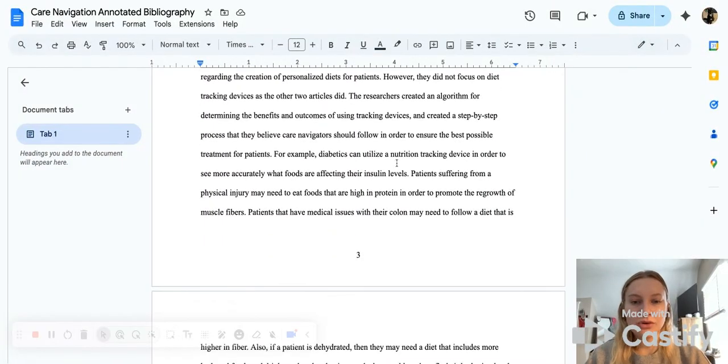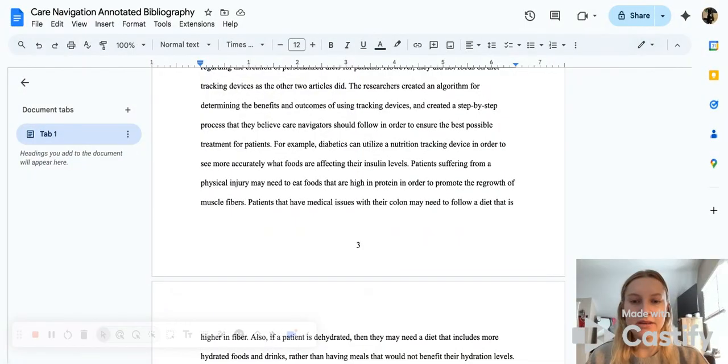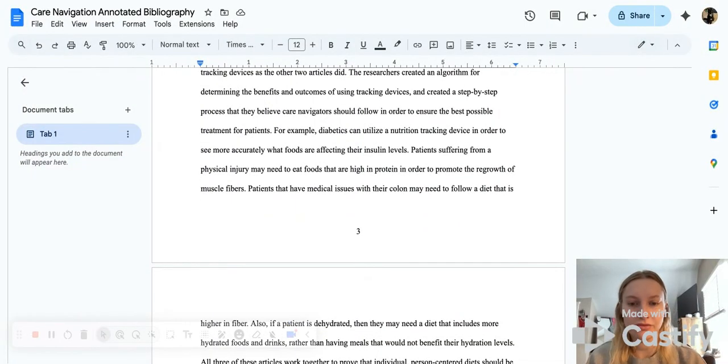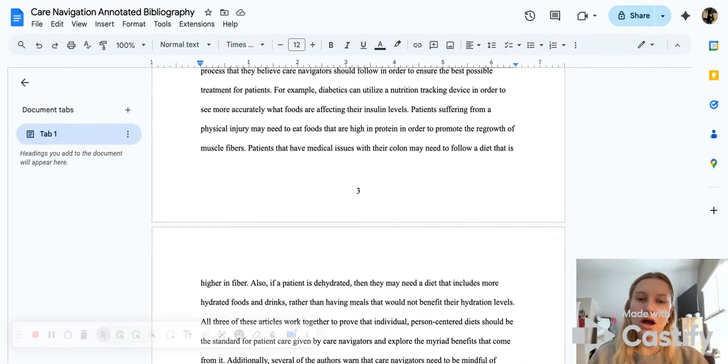I will go into some more examples, though. Like I said before, diabetics utilize nutrition tracking devices in order to see more accurately what foods are affecting their insulin levels. Patients that are suffering from a physical injury may need to eat foods that are higher in protein in order to promote the regrowth of muscle fibers. Patients that have medical issues with their colon may need to follow a diet that is higher in fiber.